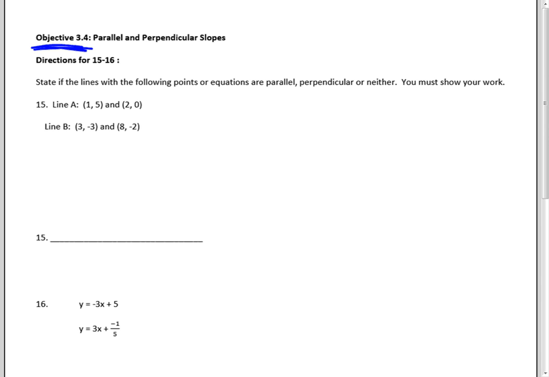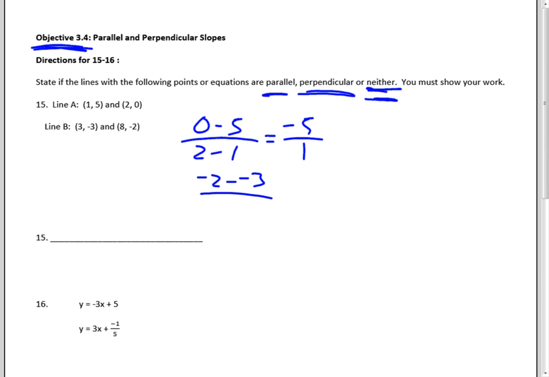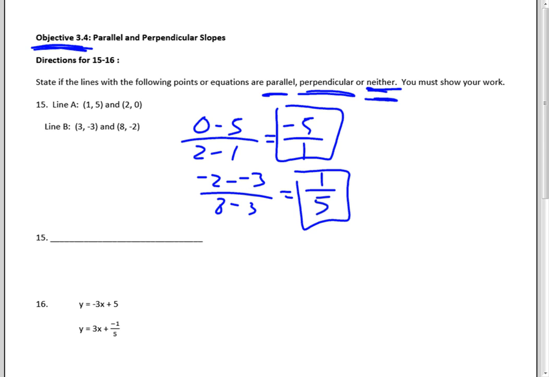State if the lines with the following points or equations are parallel, perpendicular, or neither is always an option. If I'm doing this, I'm getting 0 minus 5, 2 minus 1, negative 5 over 1. Then I'm getting negative 2 minus a negative 3, 8 minus 3. That looks like 1/5 to me. These are my two slopes. What do we notice about the slopes? Opposite reciprocals, which means that they are perpendicular.